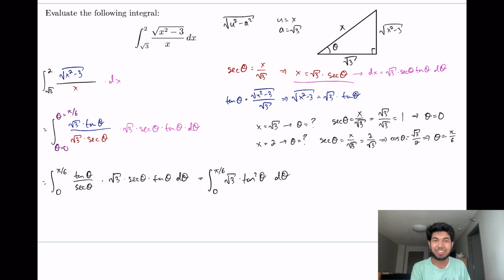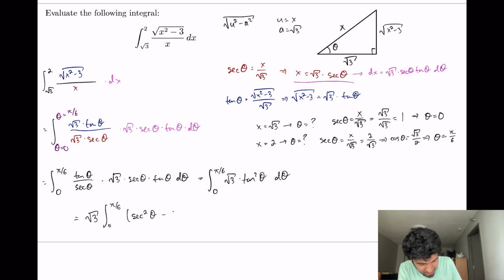For that, we can turn back to our previous video on integrating trig functions of higher powers, look through the guidelines, and you'll note that we can convert tangent squared theta into secants by using the trig identity, where tangent squared of theta equals secant squared of theta minus 1. So this is equivalent to the square root of 3 times the integral from 0 to pi over 6 of secant squared theta minus 1 d theta.